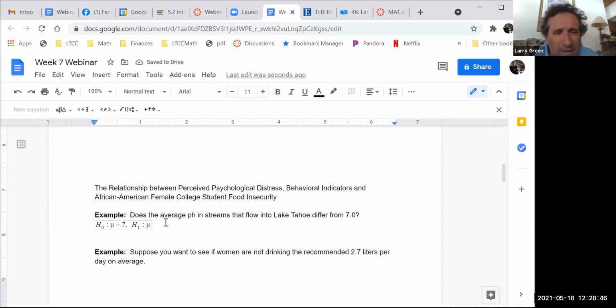All right, now we want to show if it differs from 7. That's what our hypothesis is. Our alternative hypothesis is that it differs from 7. What symbol do you use to represent differs? What's the mathematical symbol that means differs or differ?